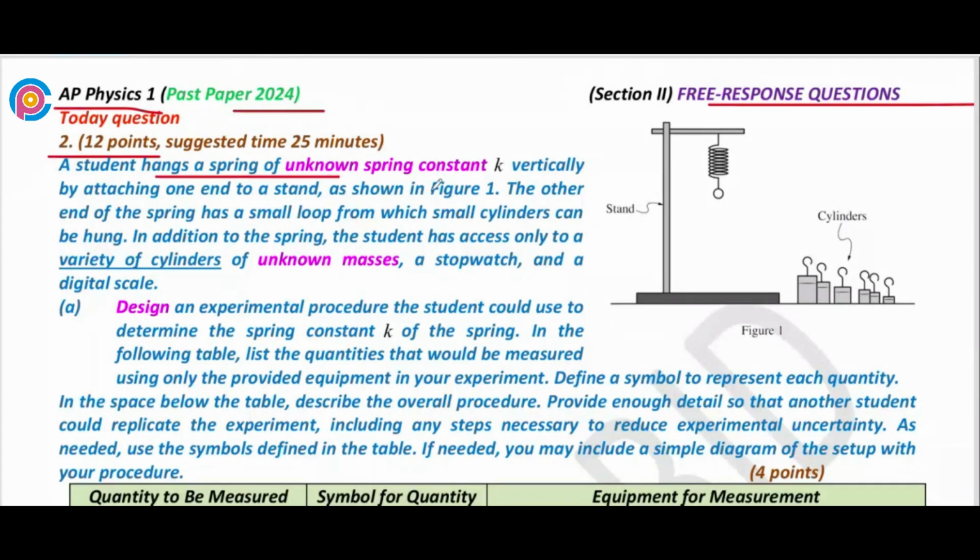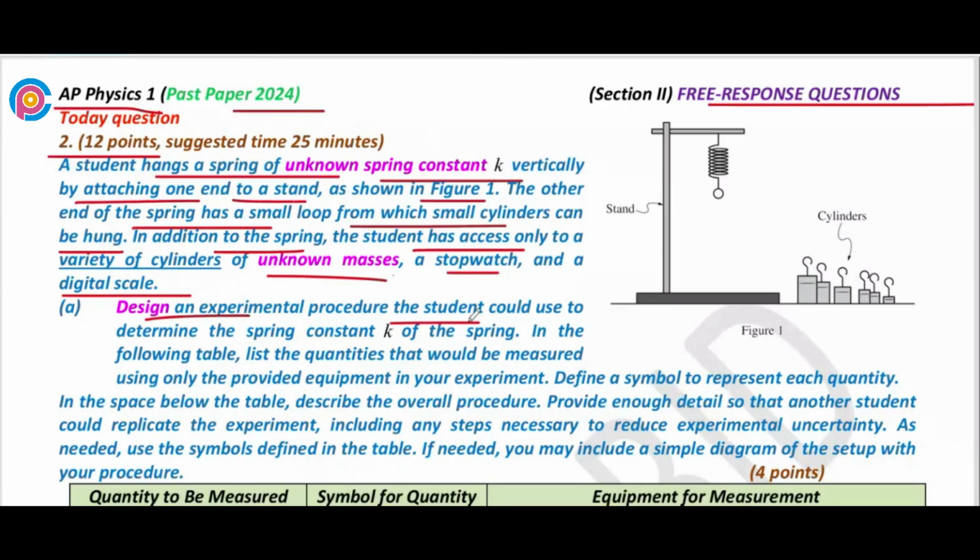A student hangs a spring of unknown spring constant k vertically by attaching one end to a stand, as shown in the figure. The other end of the spring has a small loop for which a small cylinder can be hung. In addition to the spring, the student has access only to a variety of cylinders of unknown masses, a stopwatch, and a digital scale. Design an experiment procedure the student could use to determine the spring constant of the spring.